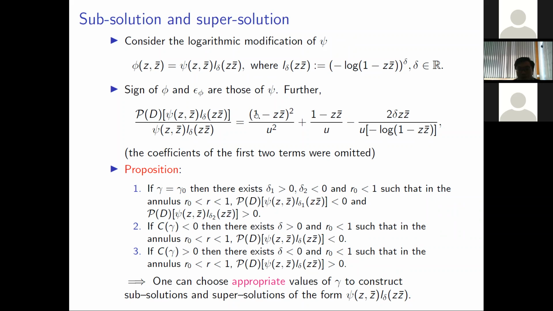What is important is just the size of this term. If the size of this term is positive, take delta for that positive. If the size of this term is negative, take delta for that negative. So the idea is just like this, and so we have the proposition.